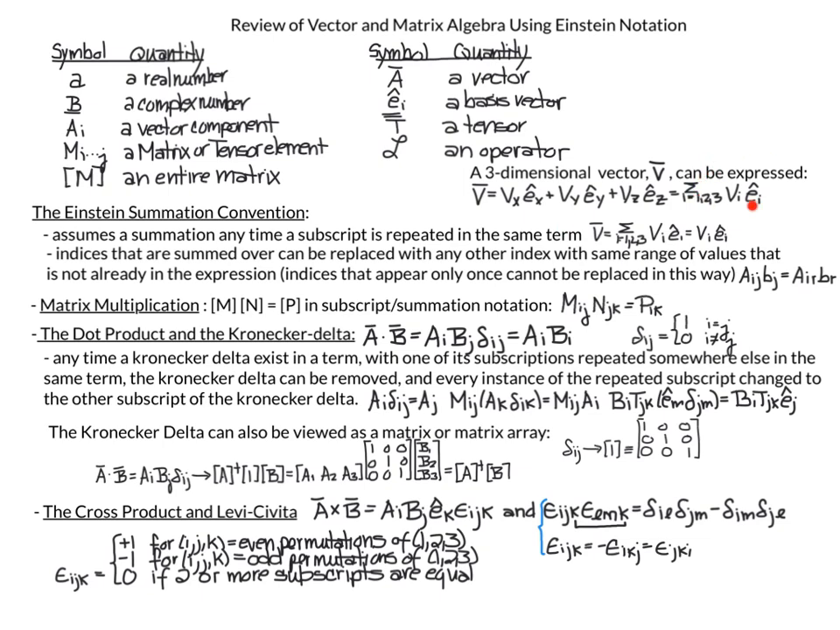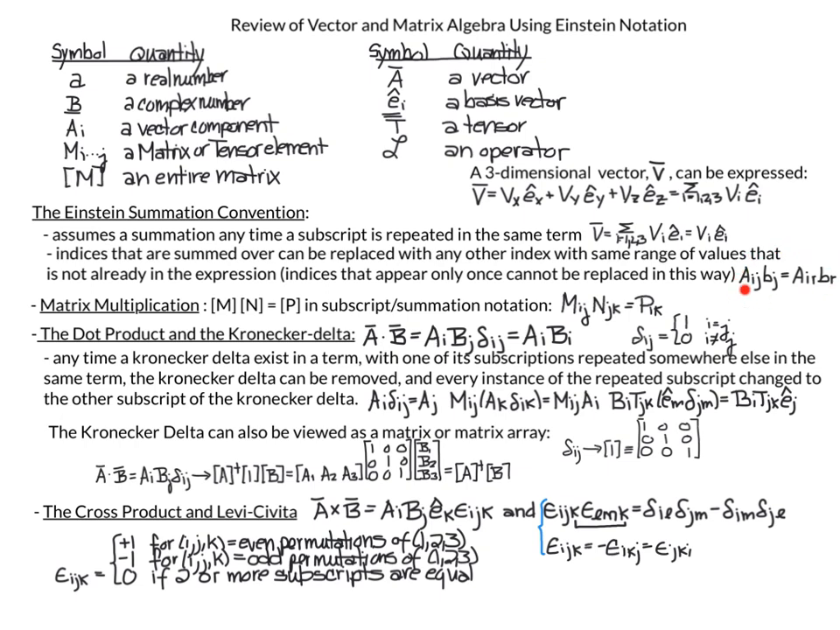So for example here, instead of having the summation of v_i e_i, since the i appears twice in the same term, we can condense that simply to v_i e_i. Then it's understood that this is a summation. Indices that are summed over can be replaced with any other index with the same range of values that is not already in the expression. So in other words, if i goes from 1 to 3, and j also goes from 1 to 3, we could just replace these i's with j. So this could be v_j e_j.